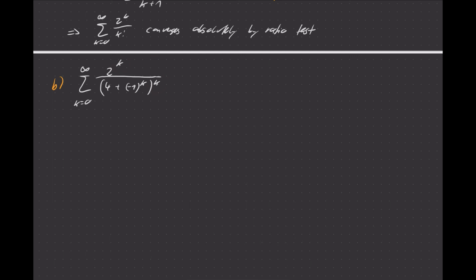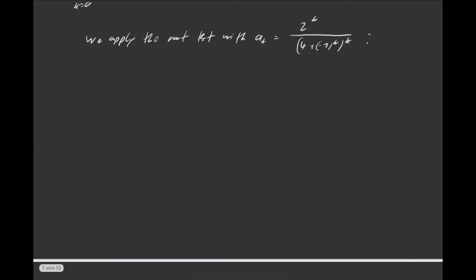So we're going to apply the root test here. So we apply the root test with a_k being equal to 2 to the power of k over 4 plus (-1) to the power of k, and all that to the power of k. And well, the following happens.